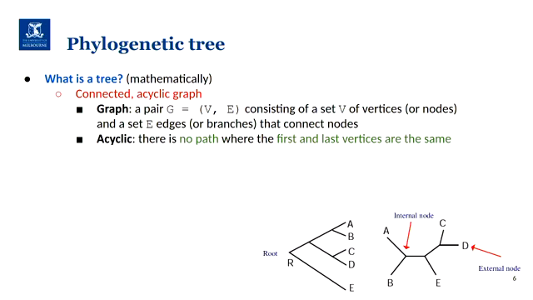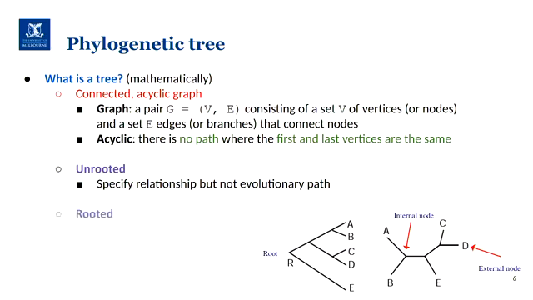And it needs to be connected, meaning there is a path, which is a sequence of vertices, between every pair of nodes in that tree. Okay? And we can have two types of phylogenetic trees. We can have unrooted trees, which specify just the relationships between the objects, but not an evolutionary path. And we can also have rooted trees, which will have a specific root that induces a hierarchical relationship between them.